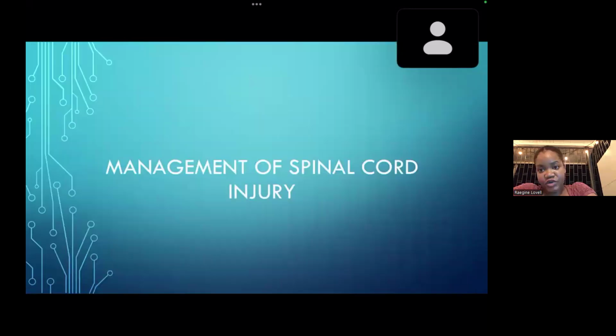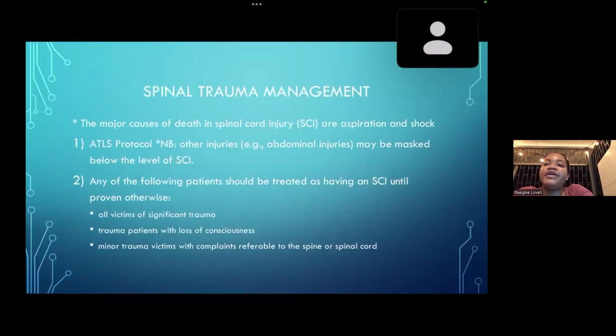And so we have to talk a little bit about the management of spinal cord injury in general, because as it relates to surgical practice, spinal cord syndromes are due to trauma. So the major causes of death in spinal cord injury are aspiration and shock.